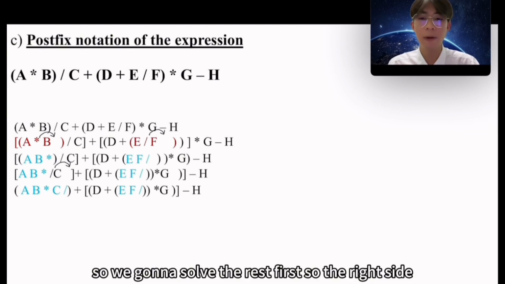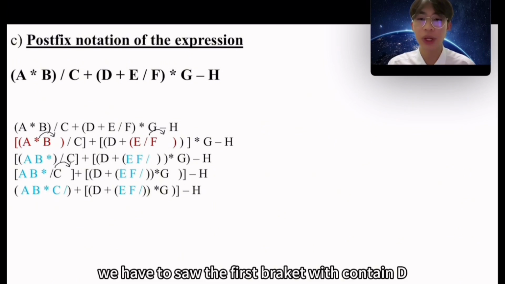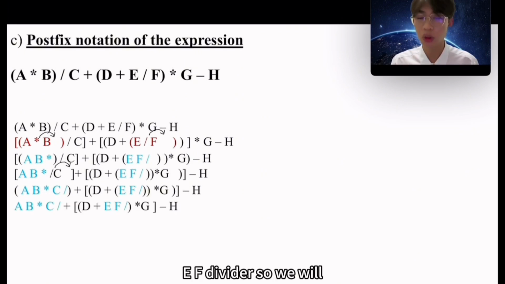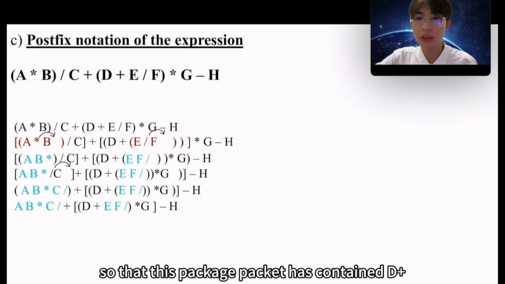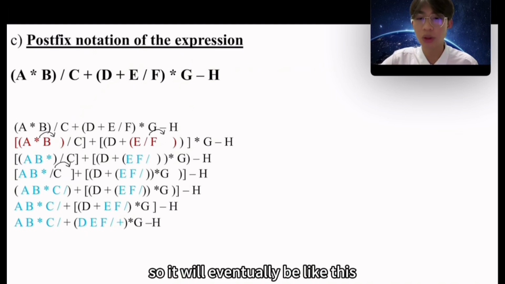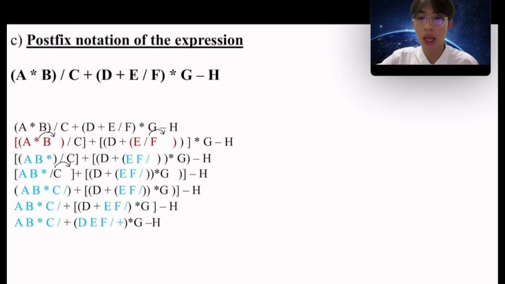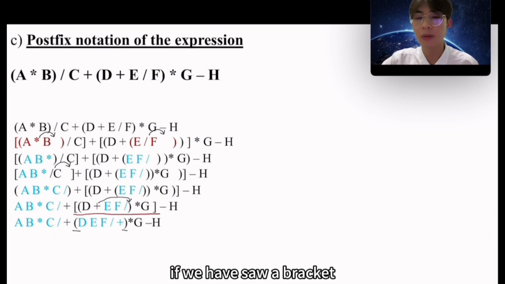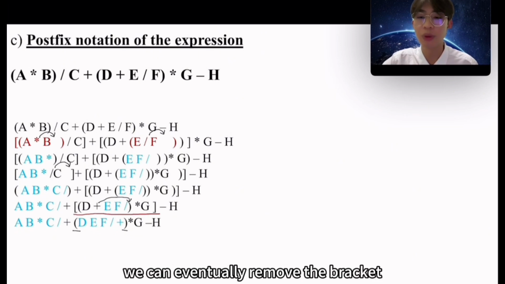So the right side, we have to solve the first bracket with content D and plus EF divided. This bracket has content D plus. So we will move the plus to behind the divided. So it will eventually be like this. So our first two brackets have solved. Like I said, if we have solved a bracket, we can eventually remove the bracket.